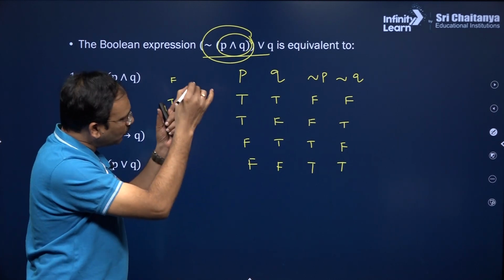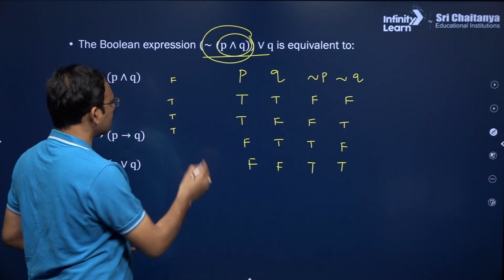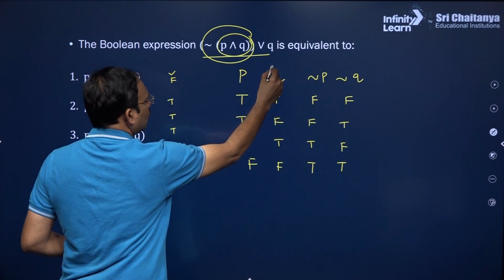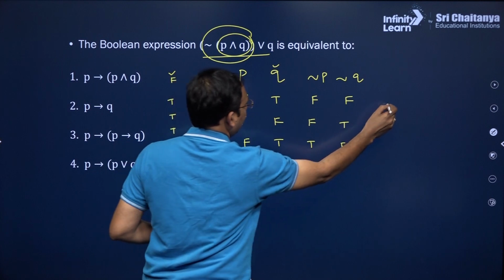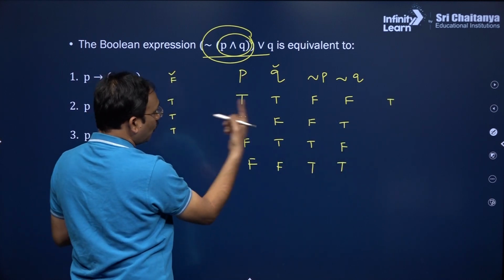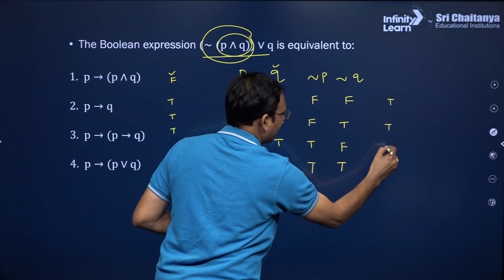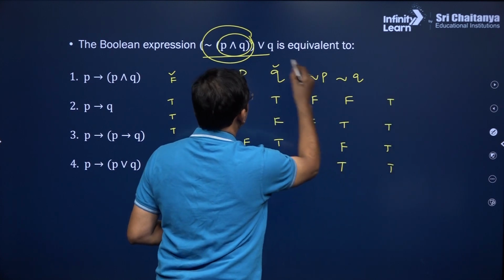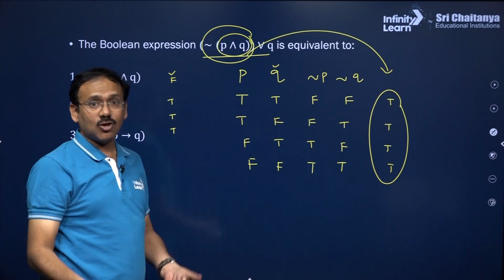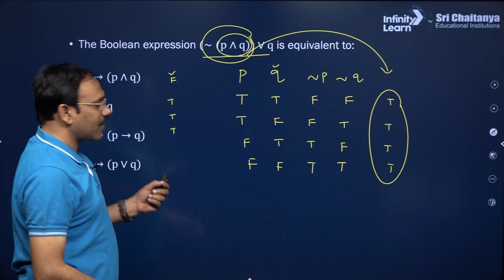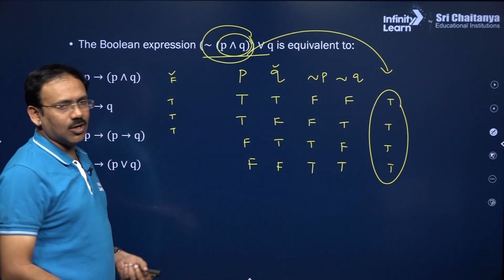I don't want to write all the columns completely. Now this, and Q you just observe, or is the operation: false or true will become true, and true or any statement is true, my dear friends. So the given one is true in all cases. In fact, it is a tautology. Now you need to check which of these is a tautology.